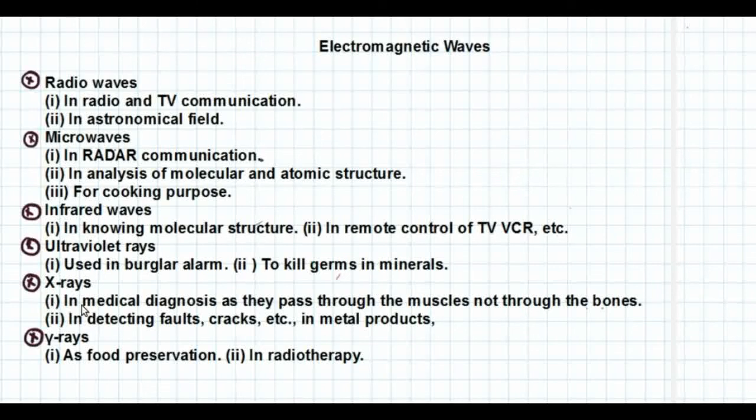Then X-rays in medical diagnosis, as they pass through the muscles, not through the bones. So we all know X-ray sheets are used to check whether there is a crack in a bone. Then also detecting faults, cracks, etc. in metal products. Finally, gamma rays. So these are used as food preservation. Then also in the radiotherapy. So to preserve food for a long time, we may use gamma rays. Then also in the radiotherapy of cancer, we are using gamma rays. So these are the important uses of different electromagnetic waves.